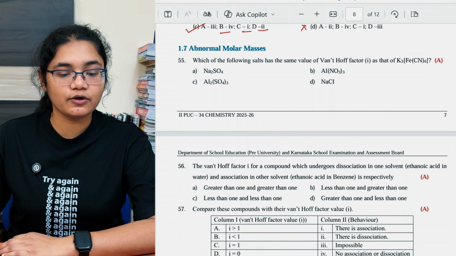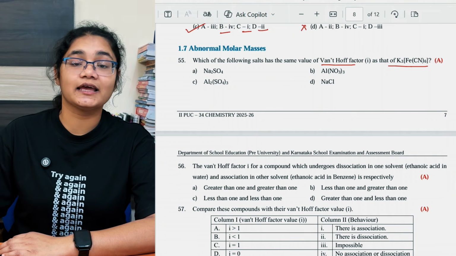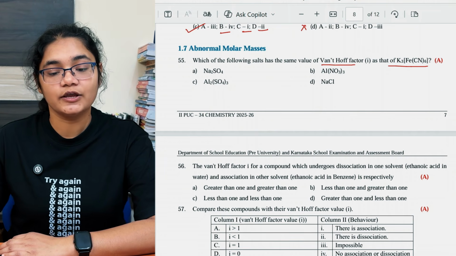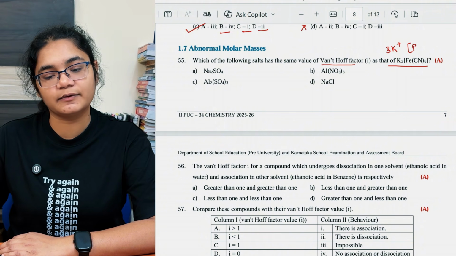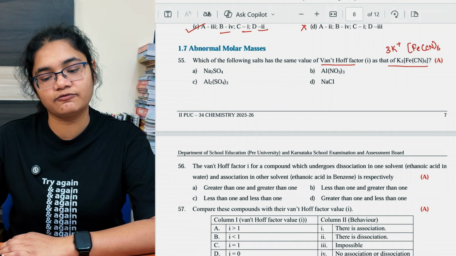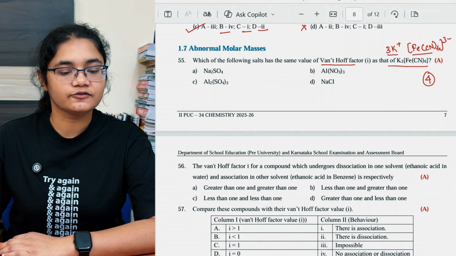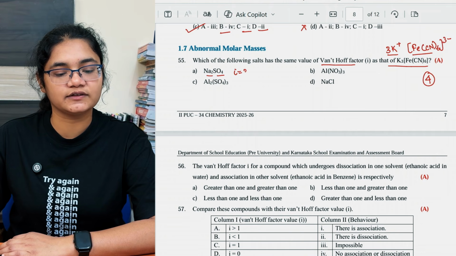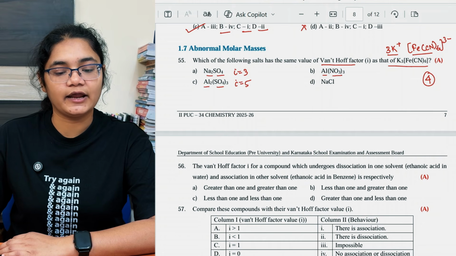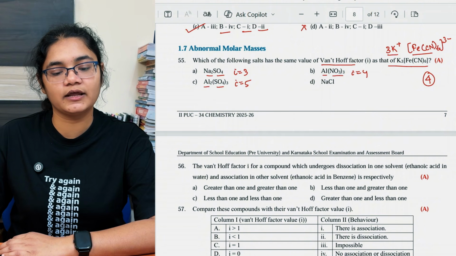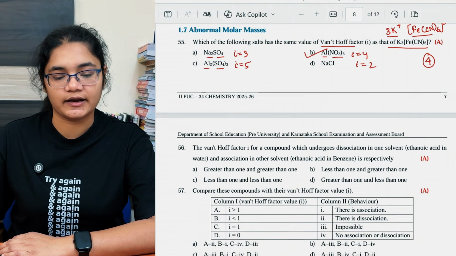Next is, which one of the following salts has the same value of Van't Hoff factor as that of K3[Fe(CN)6]? Here the coordination compound concept is also used. You know, this complex will not break, only potassium will break to give you 3K+, and this particular complex will form [Fe(CN)6]3-, right? So the total number of ions produced here is 4. Now if you see Na2SO4, i value is equal to 3, Al2(SO4)3, i value is equal to 5, Al(NO3)3, so i value is equal to 4 here, and i value is equal to 2 here. So you can see that option number B is the correct one.